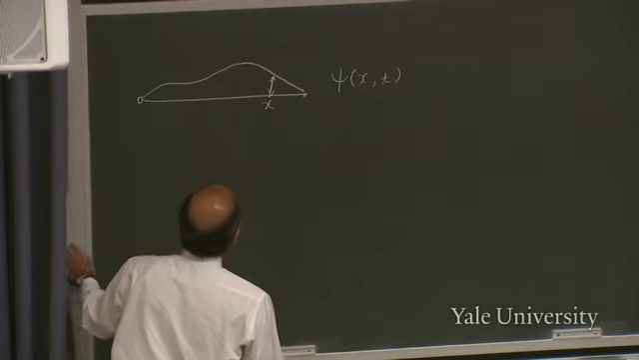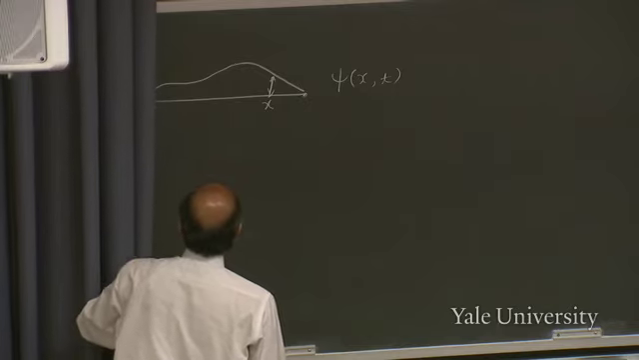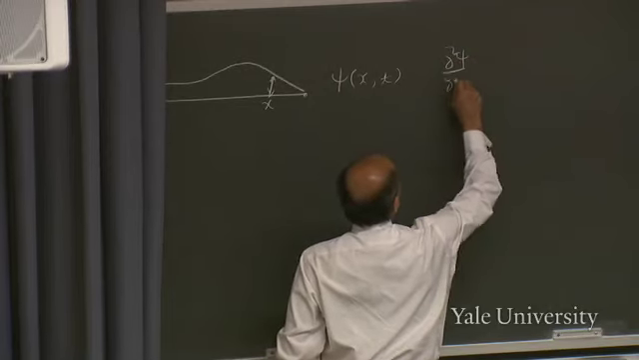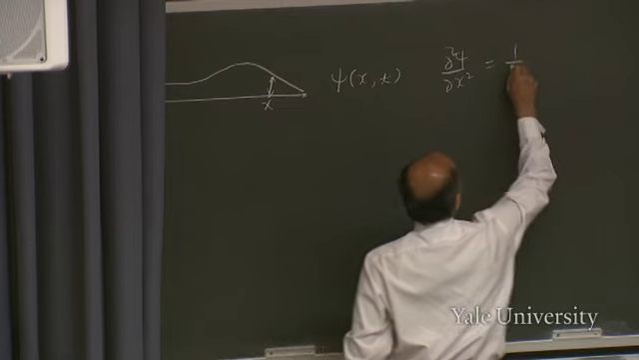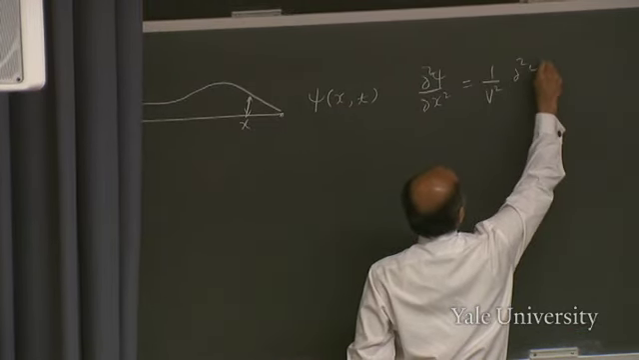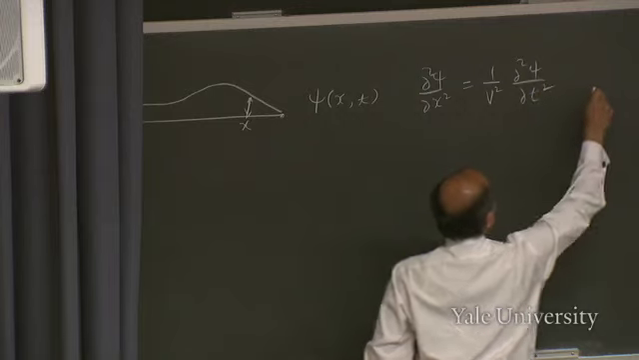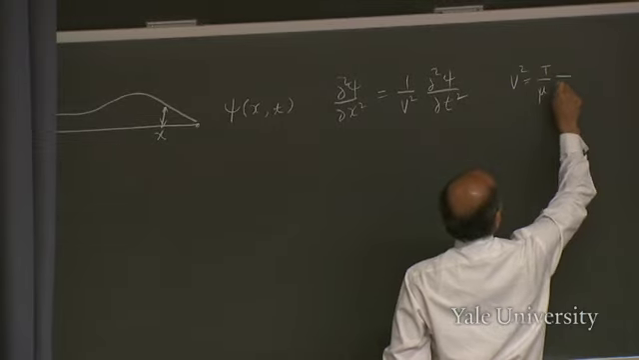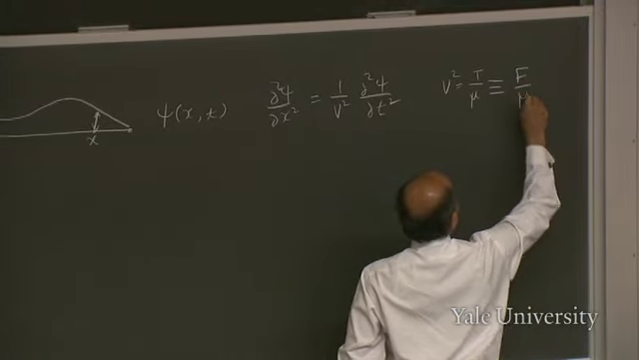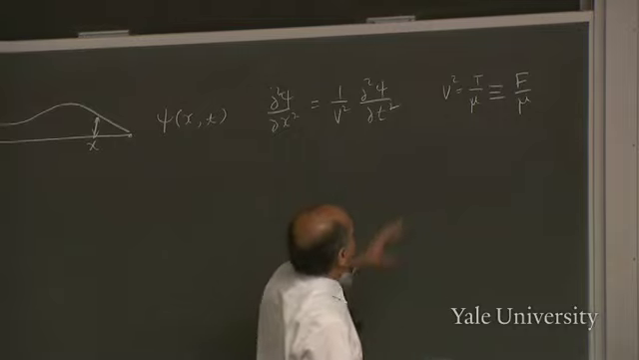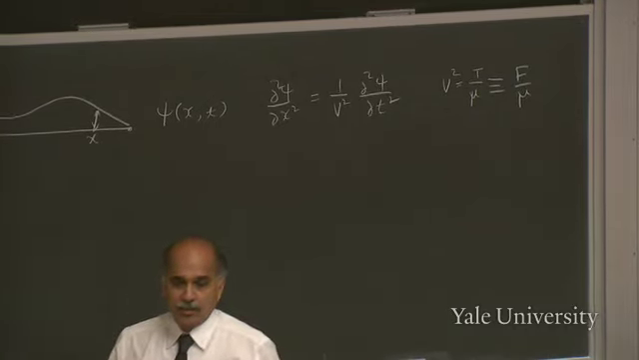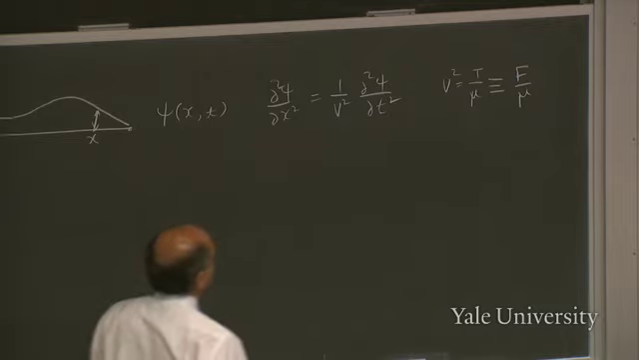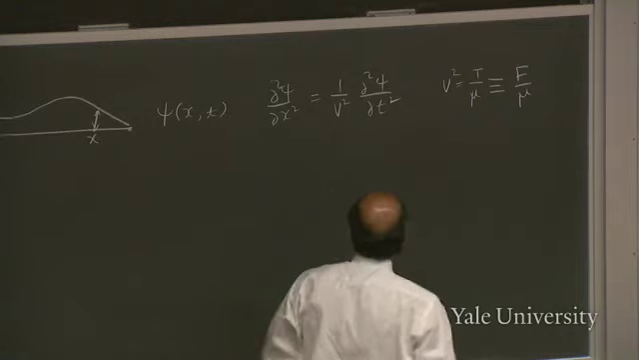I showed you that this psi obeys the following equation: d squared psi over dx squared equals 1 over v squared times d squared psi over dt squared, where v squared is tension divided by mass per unit length. I'm going to change my notation into force because T is also used for time period, so it's going to get me in trouble very soon. So let's just change the formula to what's used in the books: v squared is F over mu. F is the tension on the string.